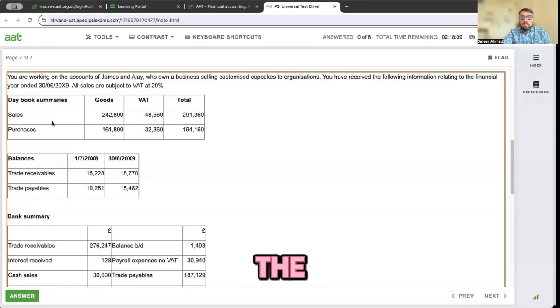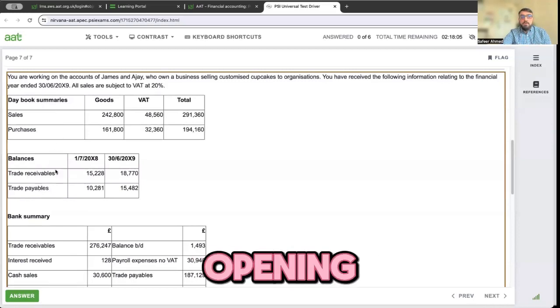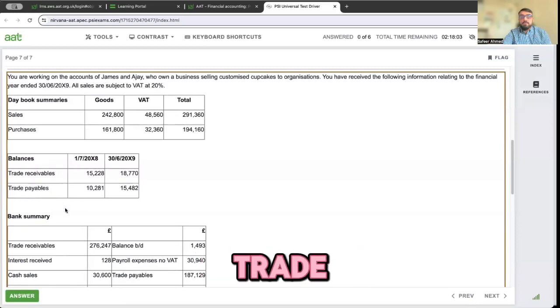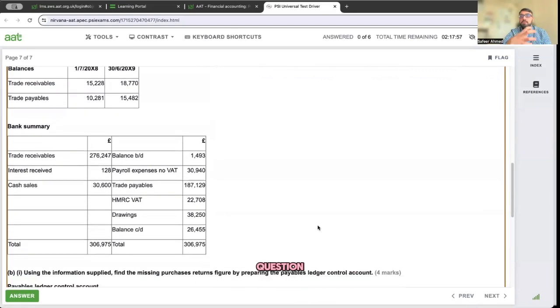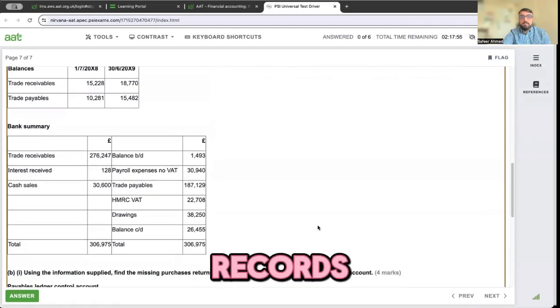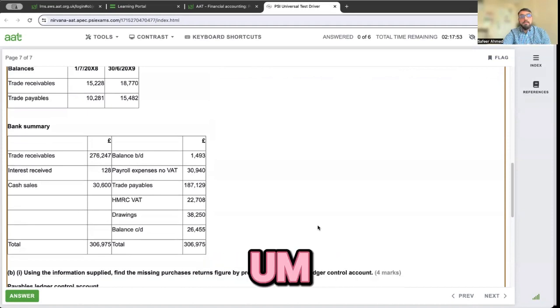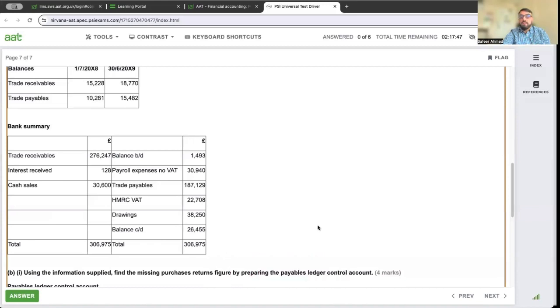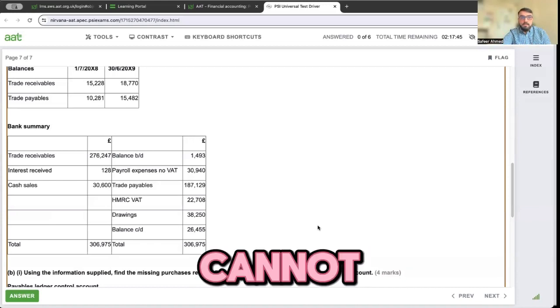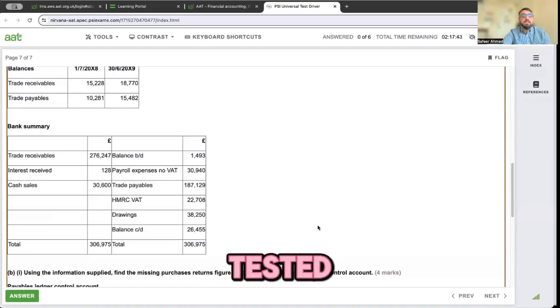So they've given us the day books, which are books of prime entry, and then opening and closing balances of trade receivables and trade payables. And they've also given us a bank summary. Now, this is a classic question from incomplete records. If anything from incomplete records, this is quite a common one which is tested. But it doesn't mean that another style of the question cannot be tested. Of course, it can be tested as well.